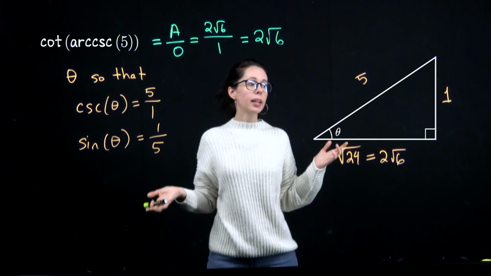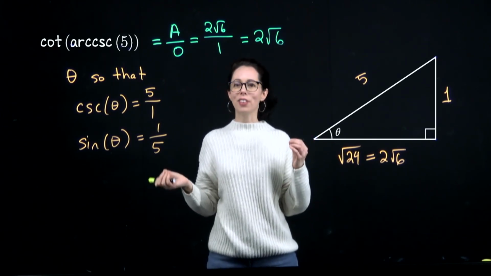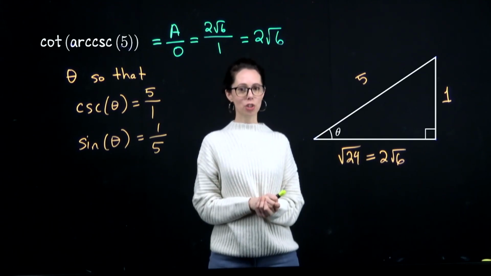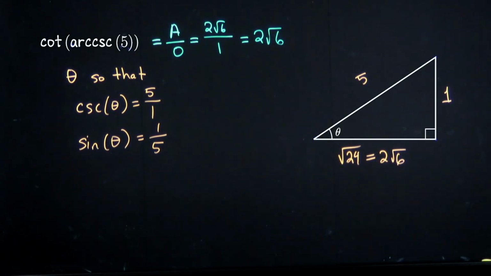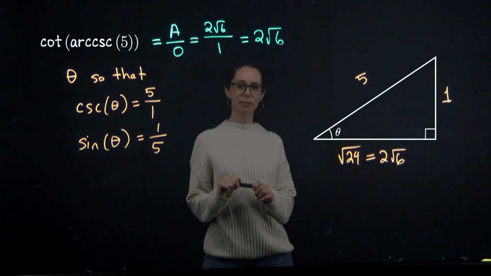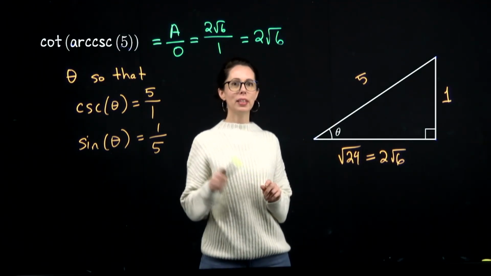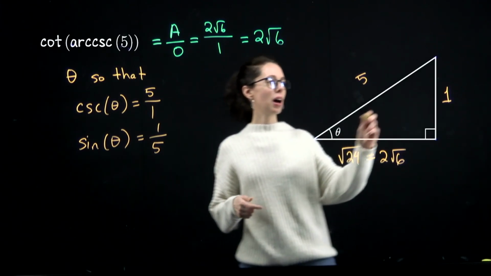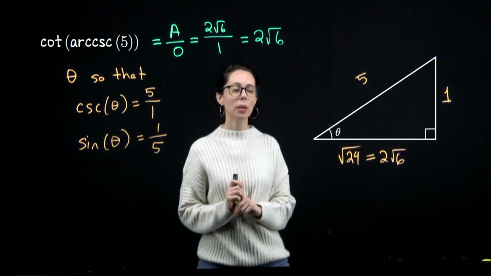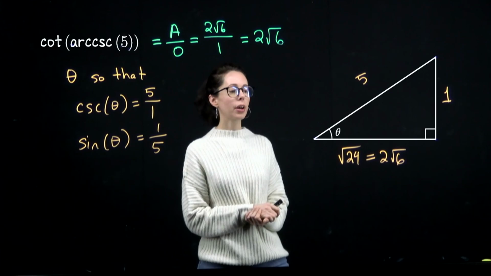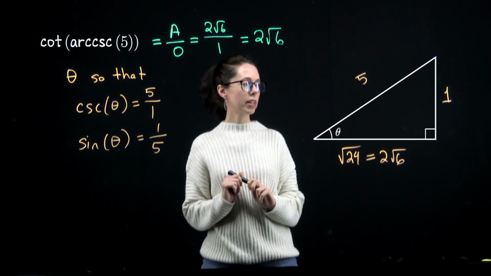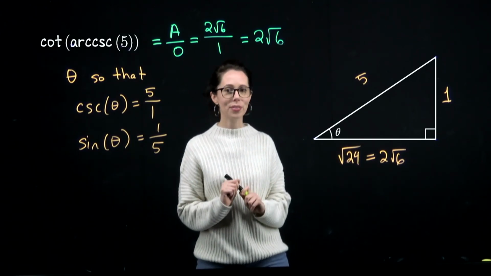What's our sine, cosine, and tangent of arccosecant of 5? You can read them right off of this triangle. Do that, and I'll come back in just a moment. If I wanted to know the sine of the arccosecant of 5, I would do opposite over hypotenuse for this triangle, labeled this way, so that would be 1/5. For cosine, it would be 2 square root of 6 over 5. And for tangent, it would be 1 over 2 square root of 6.